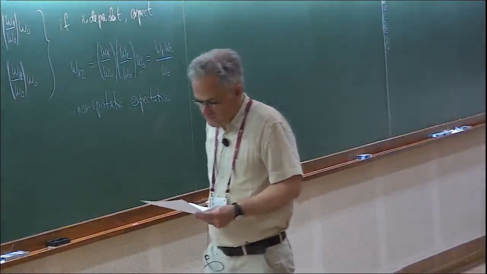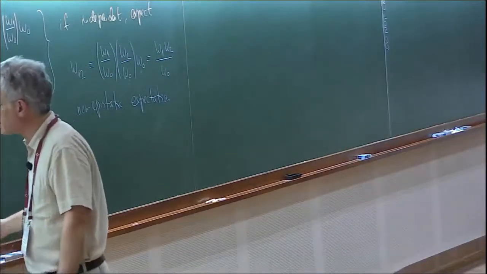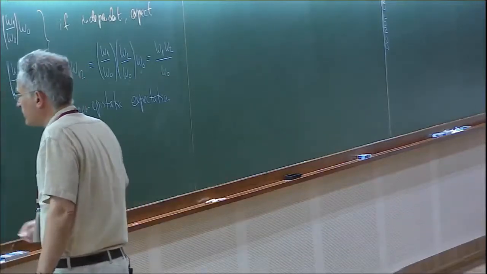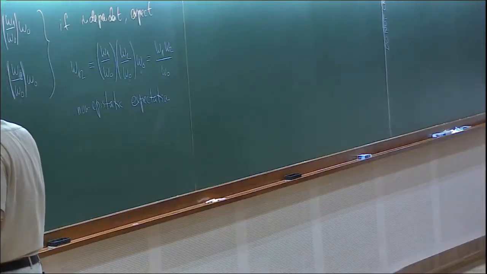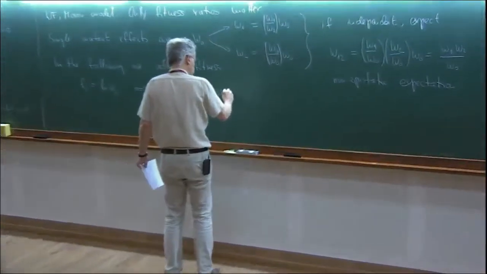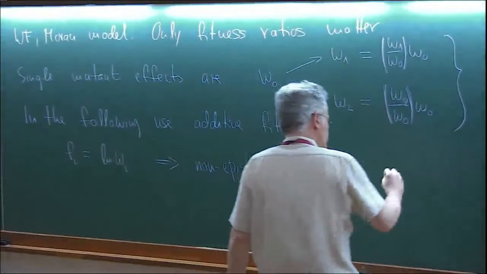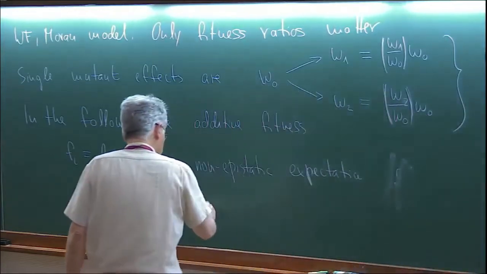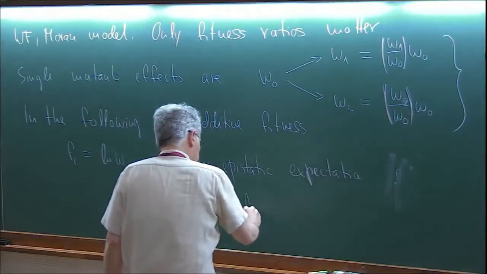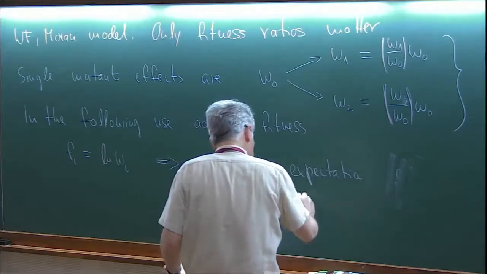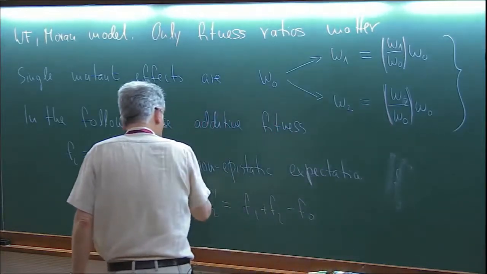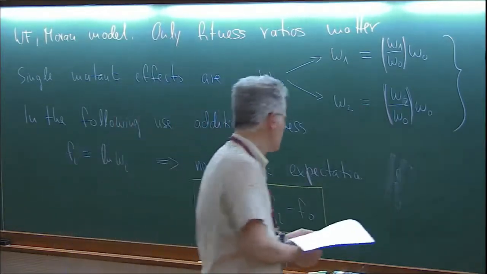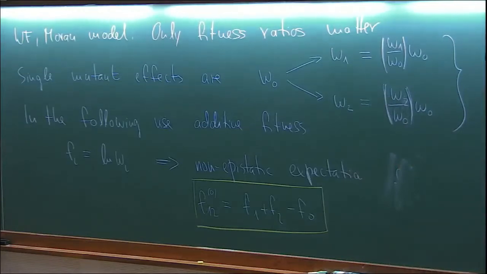So now we introduce these logarithms as our fitness measure, and then of course everything becomes additive, and then we can write down the non-epistatic expectation to be, let me call this F120, where the zero stands for non-epistatic, which is simply F1 plus F2 minus F0. That's what I should expect in the absence of any epistasis. And if there is epistasis, then I can quantify it by the deviation from this. And this is now the pairwise epistatic interaction.